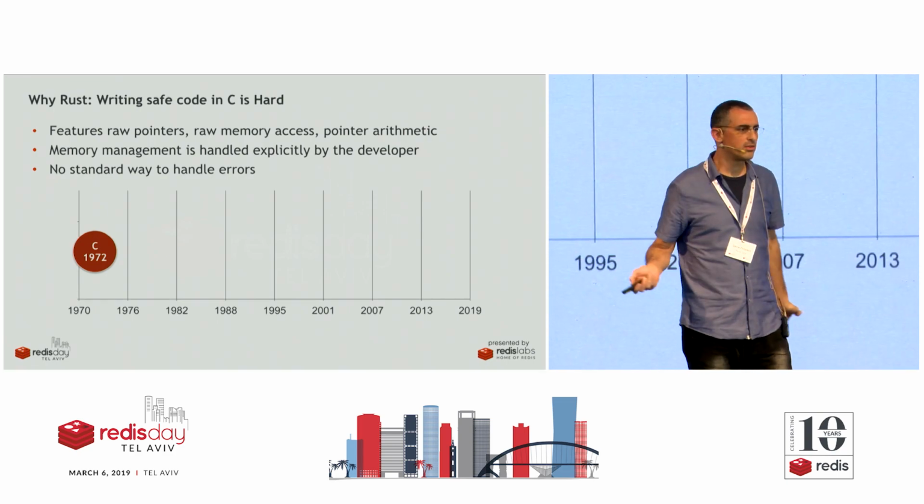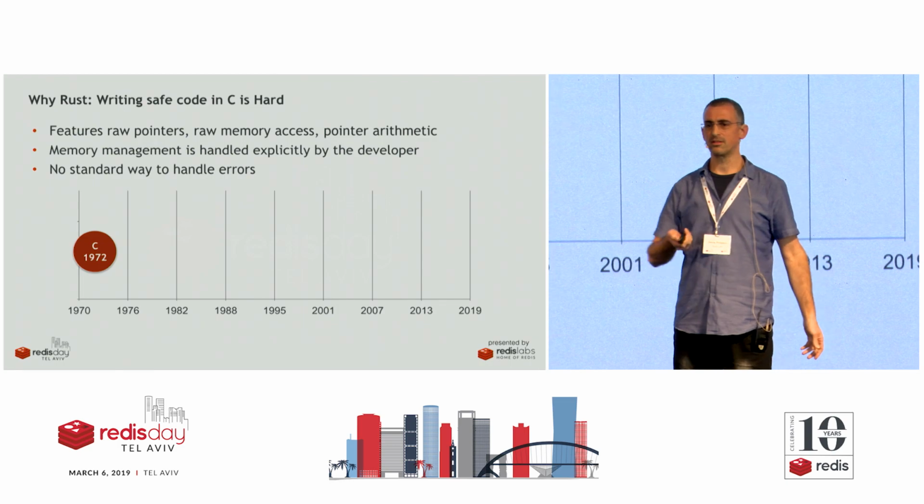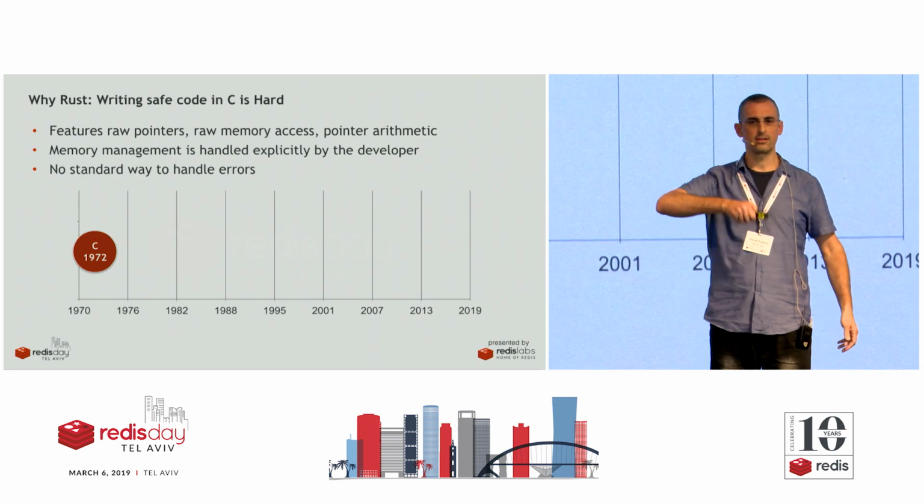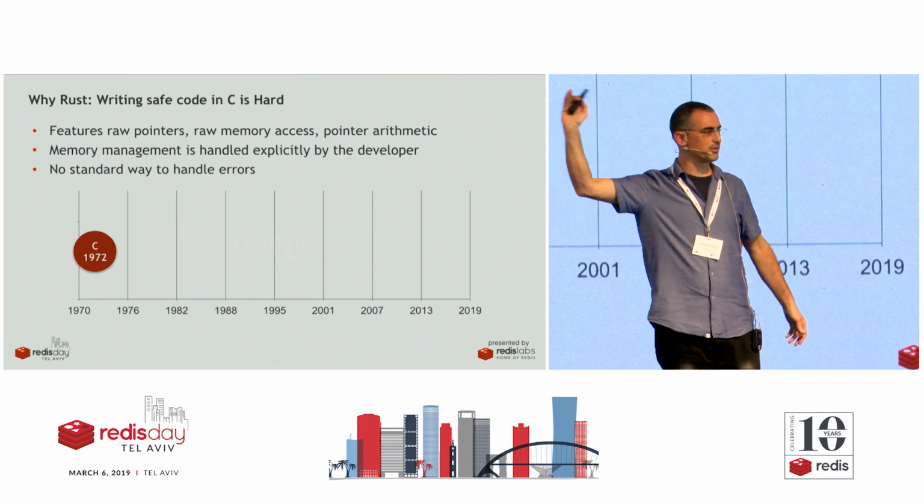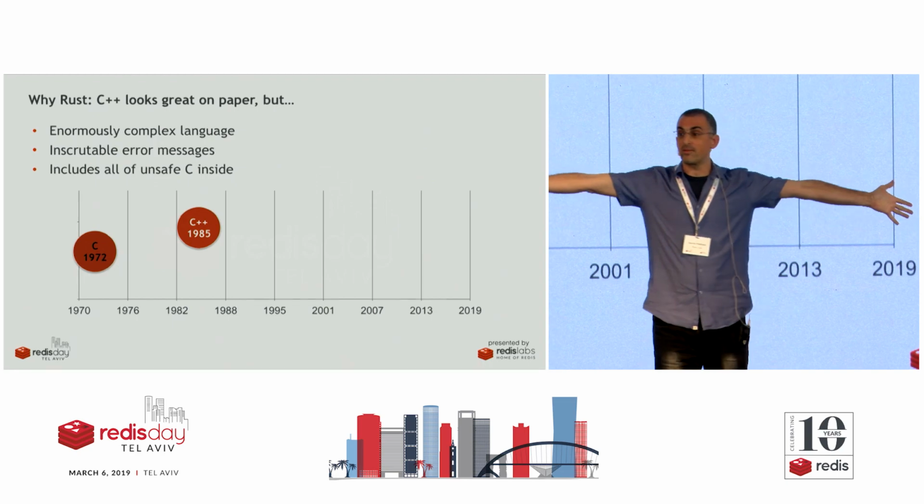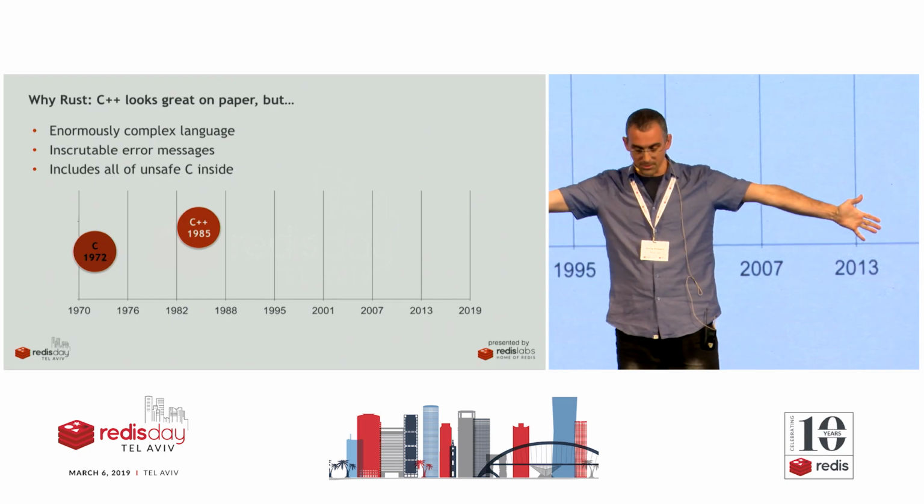And there's also no standard way to handle errors. If you open a file, you get a file descriptor as an integer, but that integer can also be negative, which means it was an error, and then you have to go check a global variable called errno to see what the error was. So not fun. So okay, great, C++, right? That's the solution to all the problems from C.